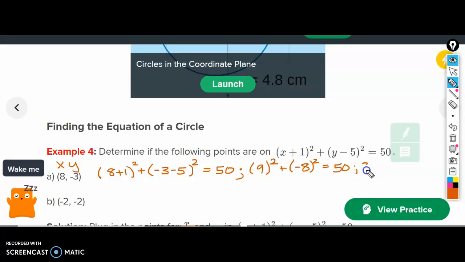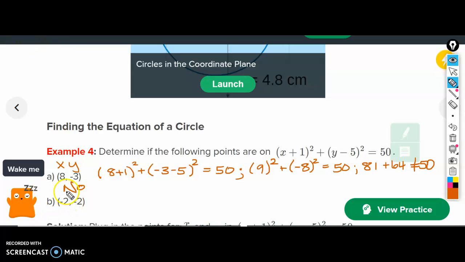So I have 81 plus 64. And I can already tell that's not going to equal 50. They're both over 50. So that means that this is a no. This point is not on that circle.